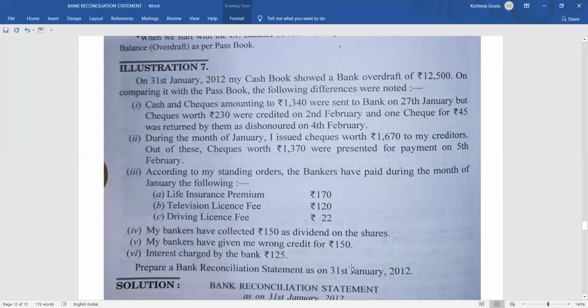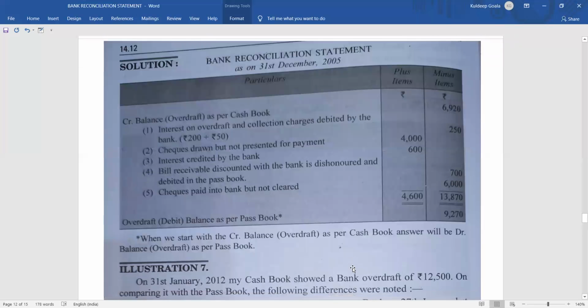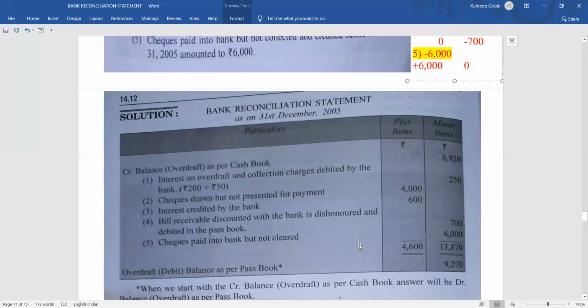Next we'll take another sum. This particular sum we'll be taking in the next video. So please make sure that you have understood all these things and these concepts are clear to you all.